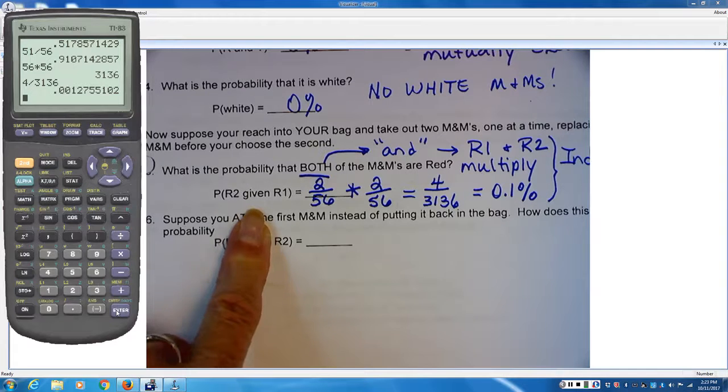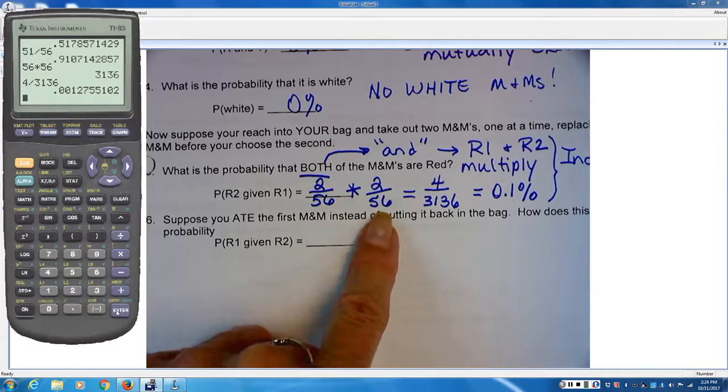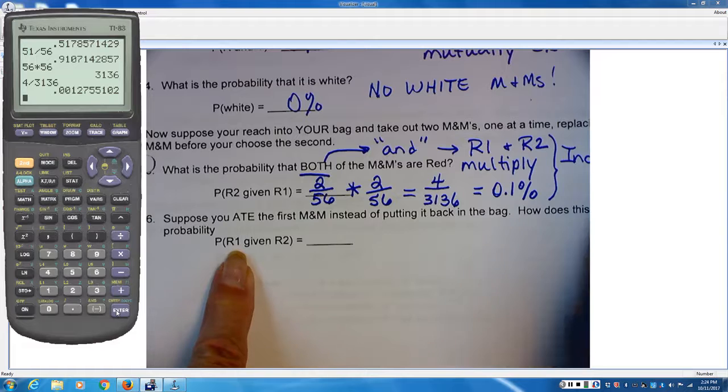It's independent because I put the first one back in before I drew the second one. So my likelihood of getting the second one didn't change. What if you didn't put the red one back? Then that becomes what the next question asks. Okay? So this is independent.